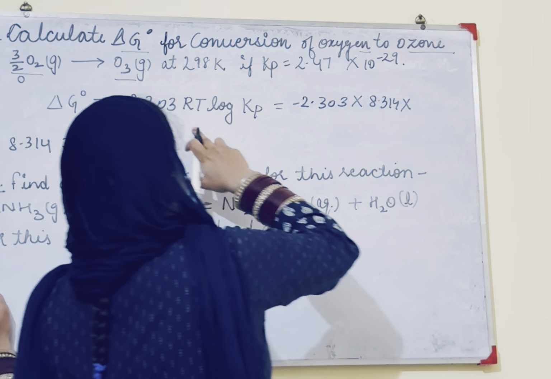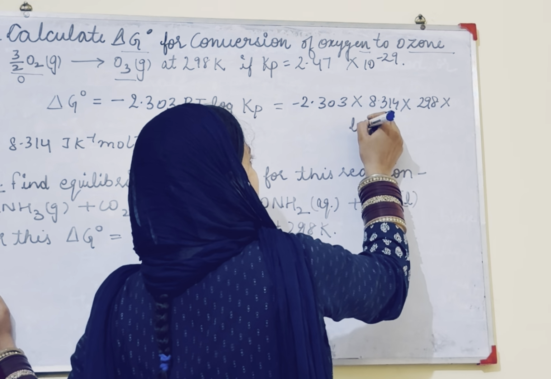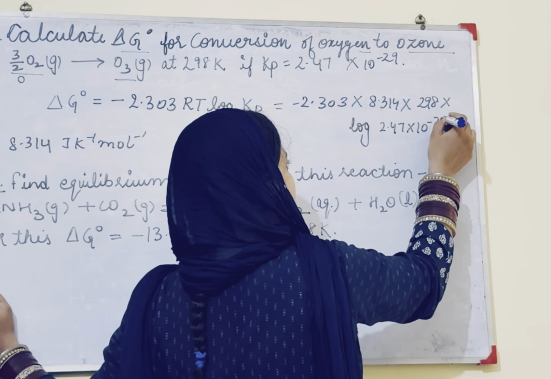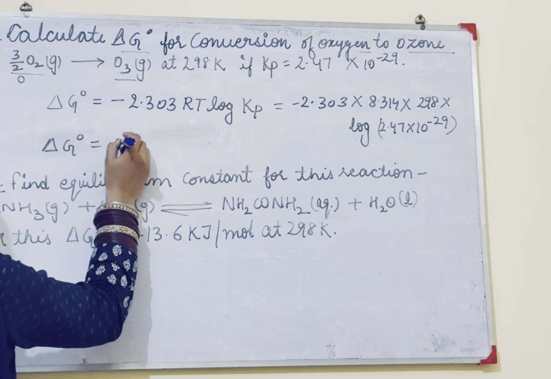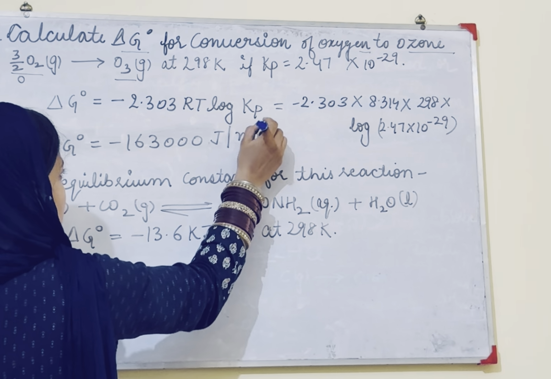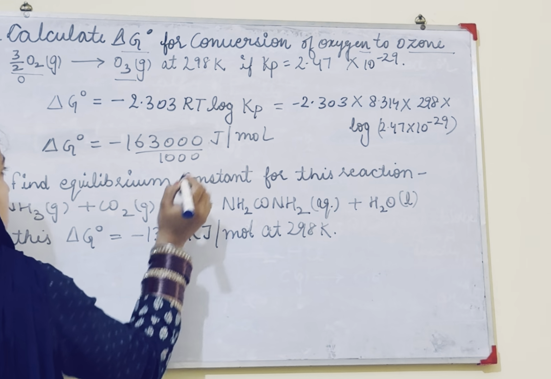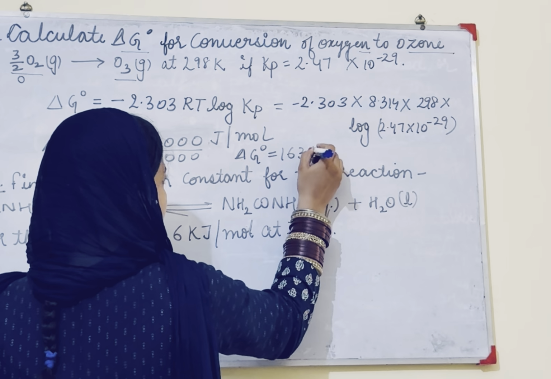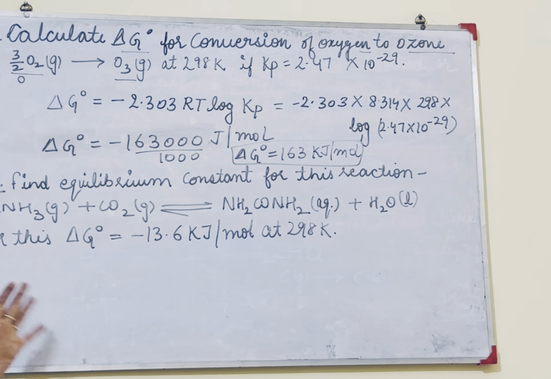8.314. Next, temperature is 298 Kelvin. Multiply log of Kp, which is 2.47 multiplied by 10 raised to the power minus 29. On solving this complete expression, you will get the value minus 163,000 joule per mole. Now, if we want to convert this into kilojoule, we will divide it by 1000 and delta G naught will become equal to minus 163 kilojoule per mole. Now come to the next question.